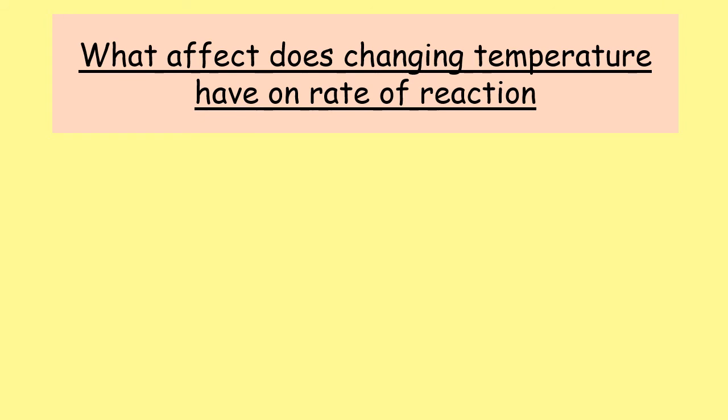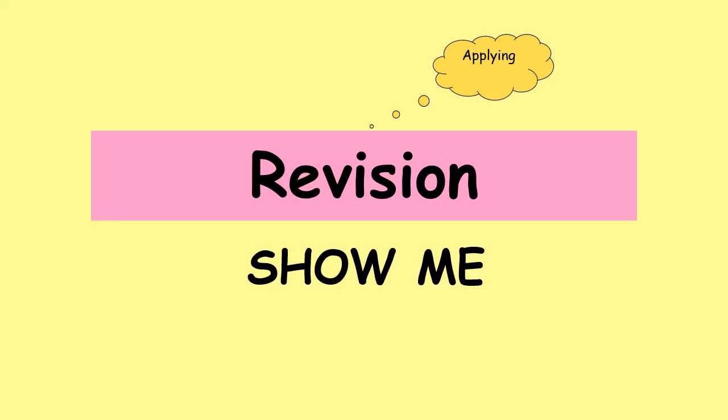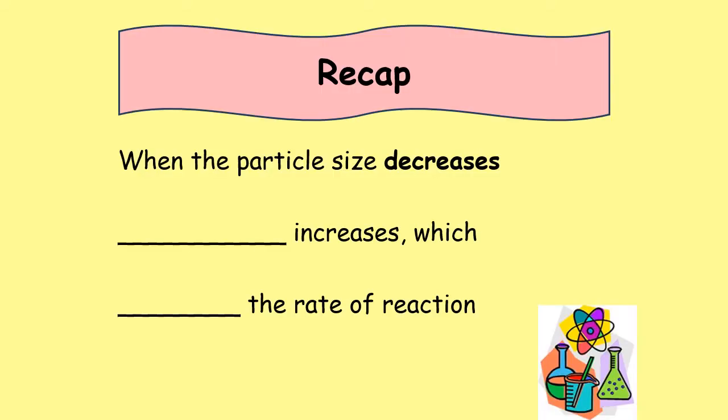If we're going to summarize the effect of temperature on rate of reaction, we would say as you increase the temperature, there will be more collisions and particles will have more energy, and so they will have a faster rate of reaction. So increasing temperature increases rate of reaction. What we're going to look at now are some questions from past papers and some other questions, all related to these three factors: particle size, concentration, or temperature.